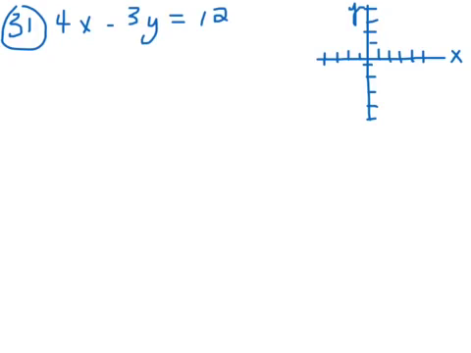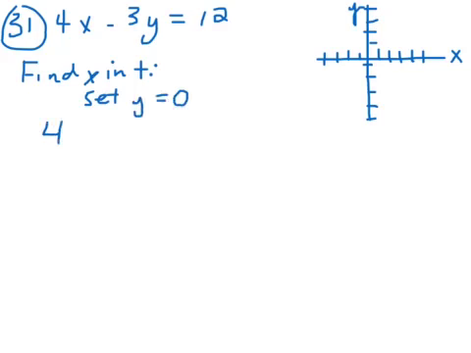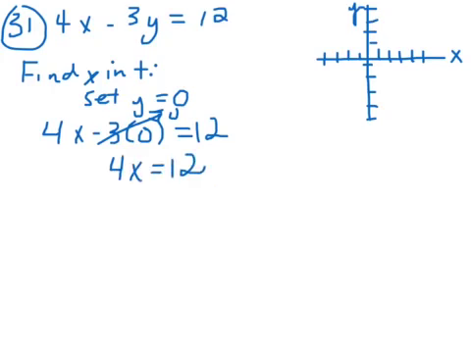Okay, so what I'm going to do when it's in this form, I'm going to find my x-intercept. And how do I do that? What do I set equal to 0? Y. You set the opposite variable equal to 0. So it's 4x minus 3y, and I'll put a 0 in there, but I could have just as easily taken my finger and covered up the whole y term, because 3 times 0 is 0, and I end up with 4x equal 12. And when I divide both sides by 4, what am I going to get? Yep, x equal 3. 12 over 4 is 3.